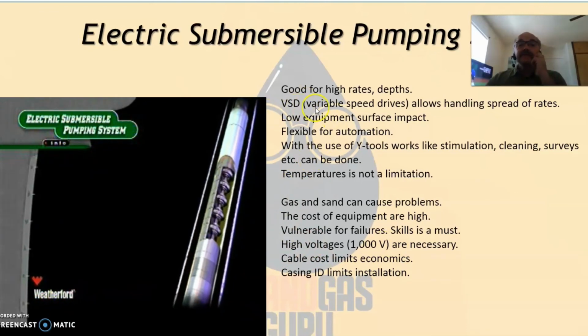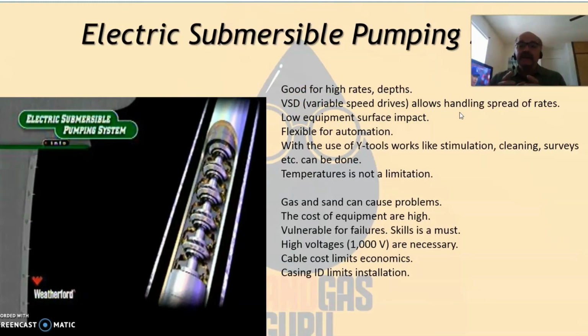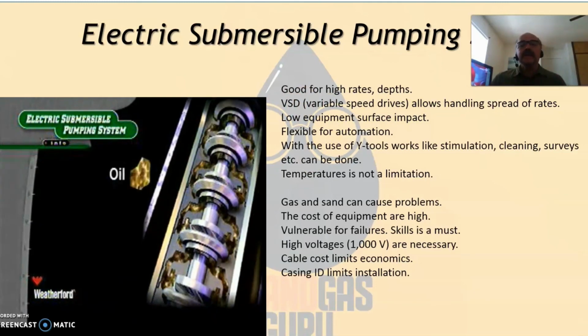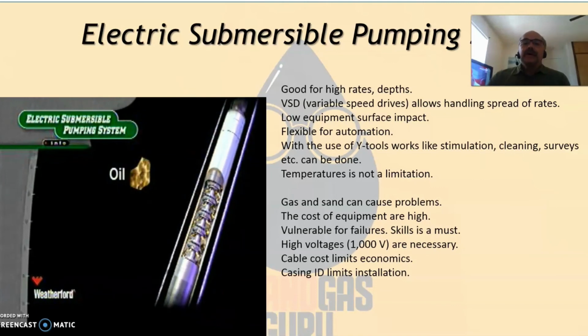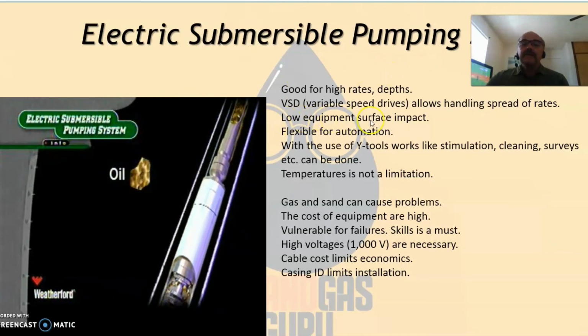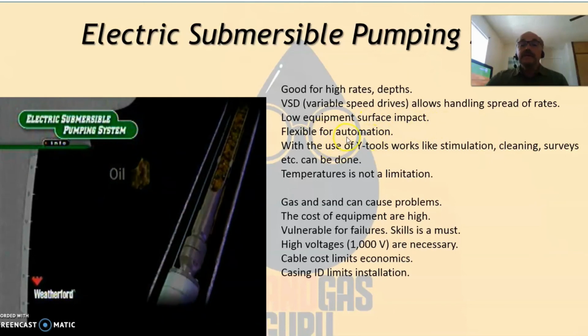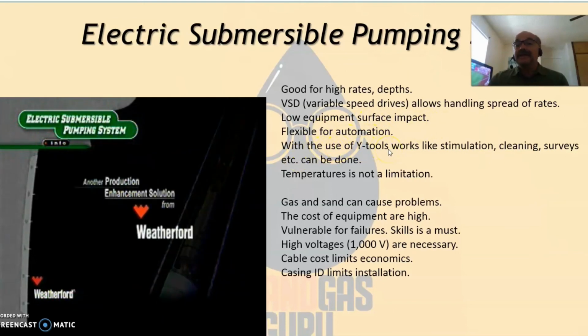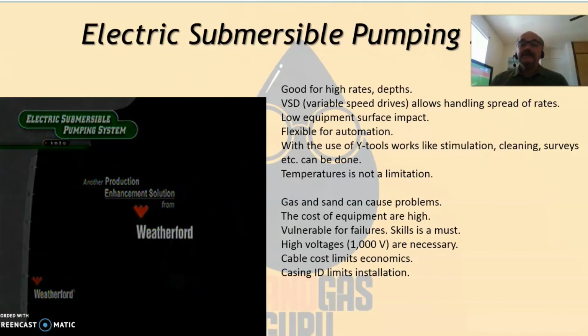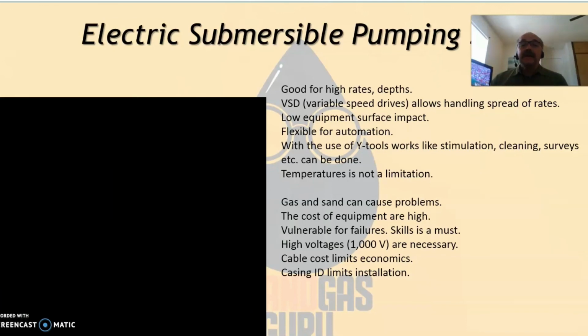So it can be automated. It is very good to automate the system. You can make them talk. They don't have very much equipment at surface. We can use wireline tools, like I said, to stimulate, to clean the well, to make surveys, etc. And nowadays temperature is not a limitation. So if we have high rate wells, like the one in the example, we can use ESP because we're going to lift 9,000 barrels, and it's much better to do it with ESP.